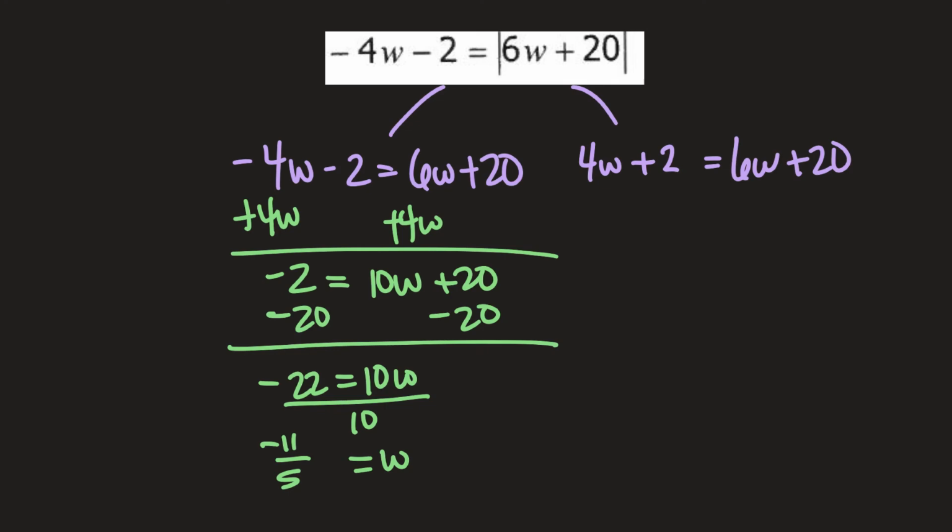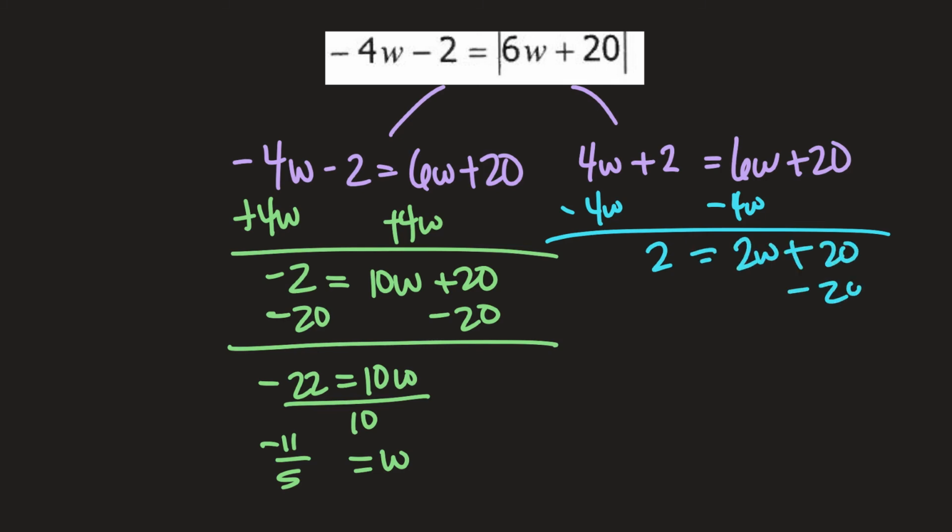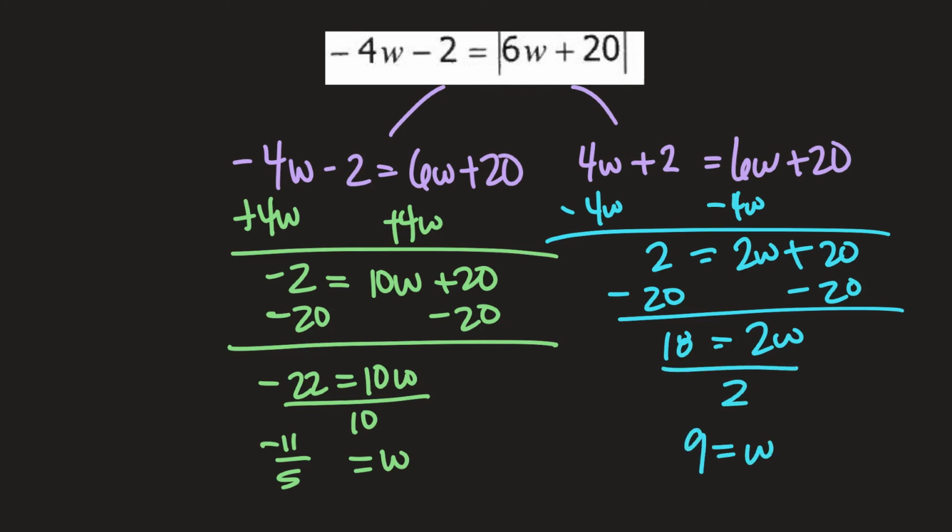On the right-hand side, I'm going to start a little bit differently. I'm going to subtract 4w. So not negative 2, but 2 is equal to 2w plus 20. So subtract 20. And you get 18 is equal to 2w. Divide by 2, and you get 9 is equal to w. Okay, so then we need to check both solutions.